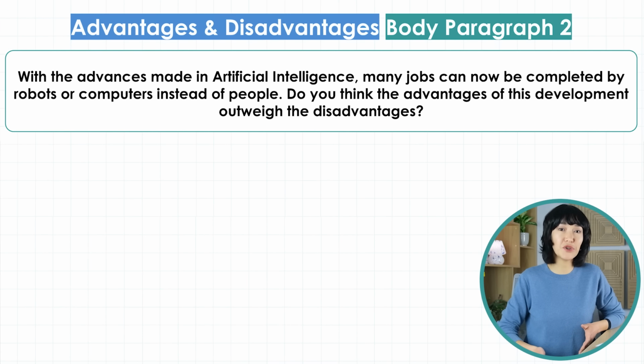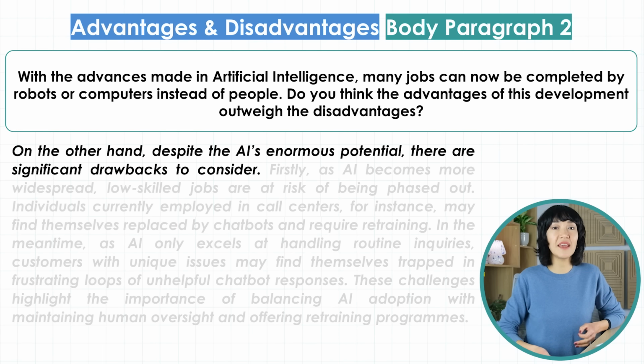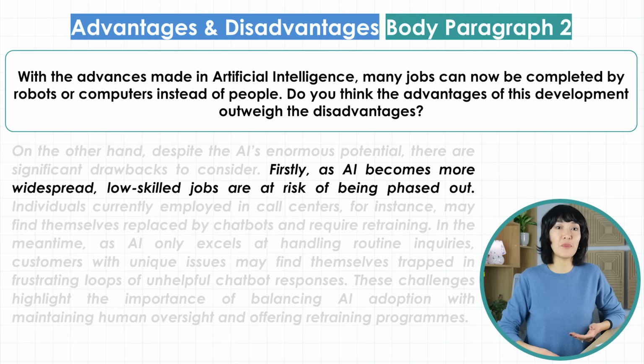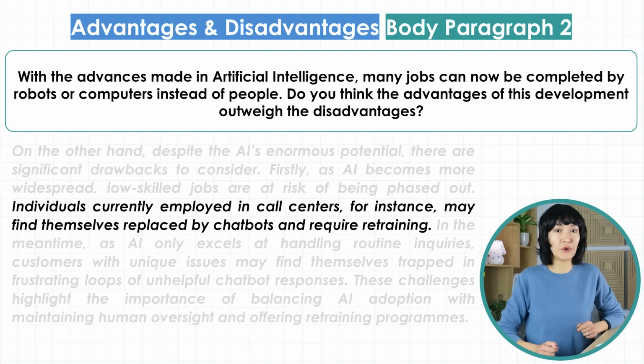This is the second body paragraph which contrasts the advantages, so it begins as follows. On the other hand, despite the AI's enormous potential, there are significant drawbacks to consider. What are these? Firstly, as AI becomes more widespread, low-skilled jobs are at risk of being phased out. Now, an example. Individuals currently employed in call centers, for instance, may find themselves replaced by chatbots and require retraining.